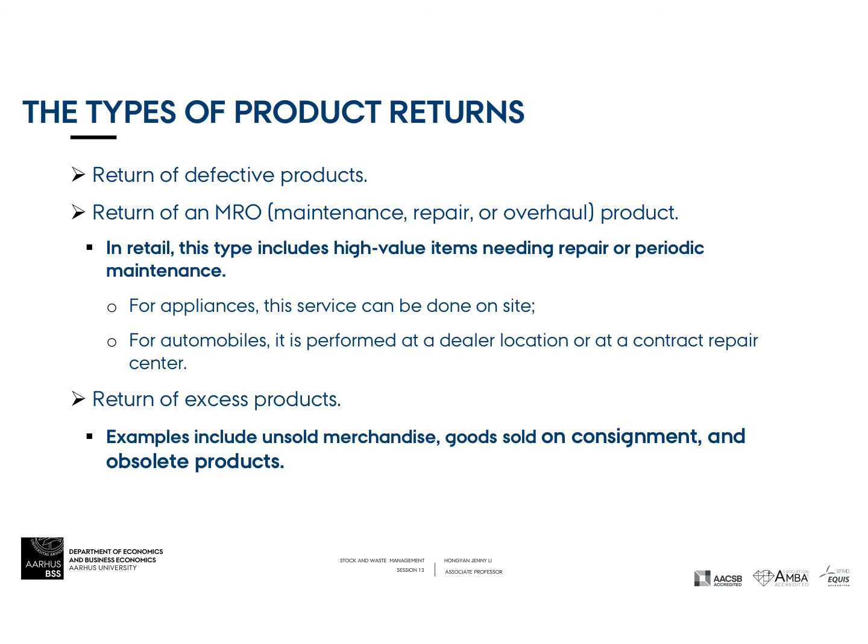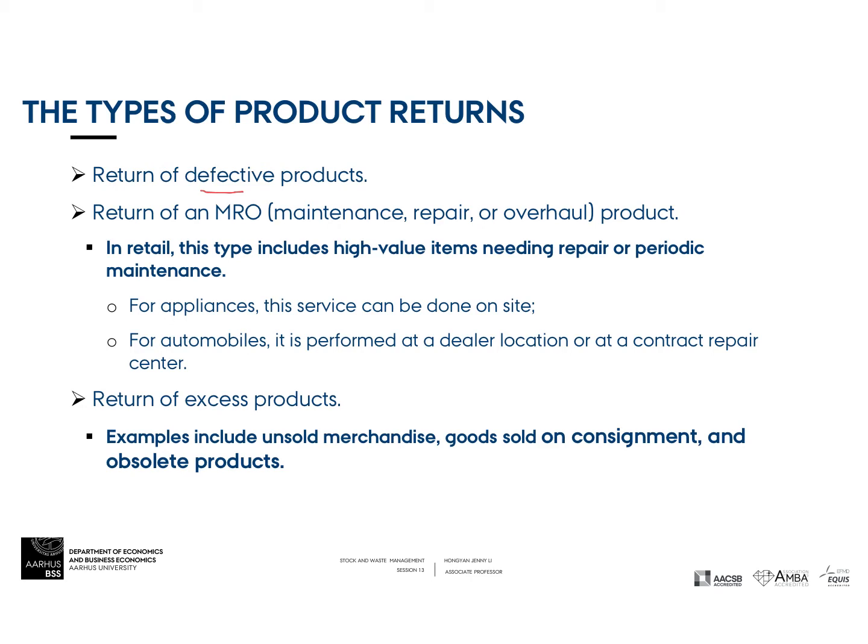Before we see the product return process in the retailer, we first see the types of product returns. The Council of Supply Chain Management identified 3 types of product returns. The first is the return of defective products, which is rather easy to understand. These are failed products, or products that cannot satisfy customers' needs.